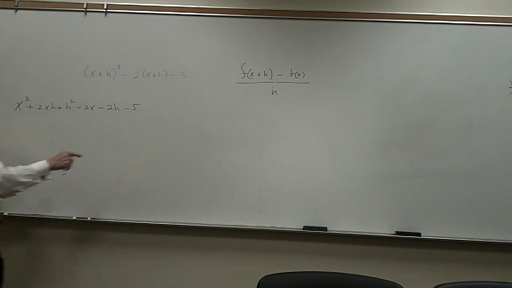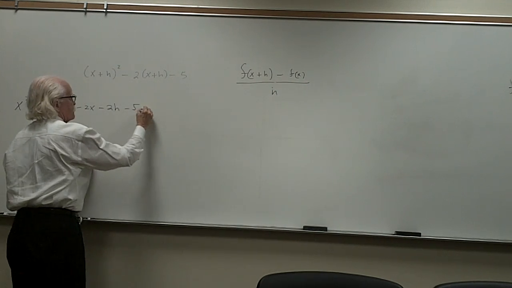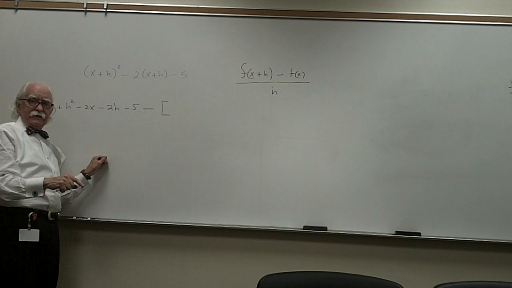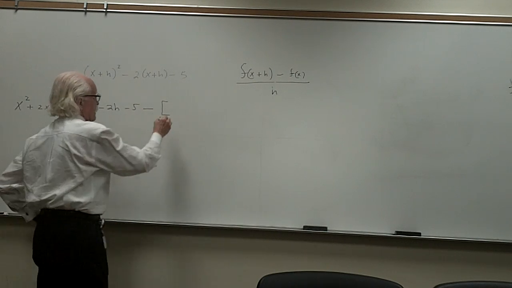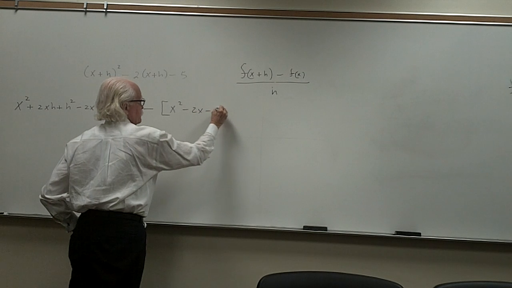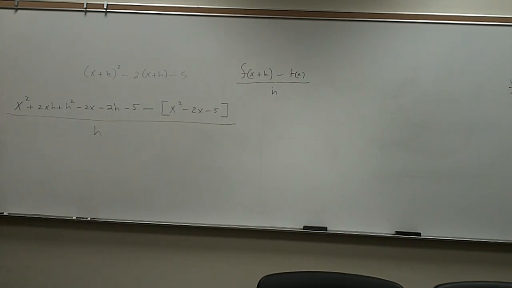And now we're being asked to do what? Subtract the function, okay? Remember I told you to put that in what? In brackets. And the function is what? x squared minus 2x minus 5. This is all divided by what? h. So, everybody see that?